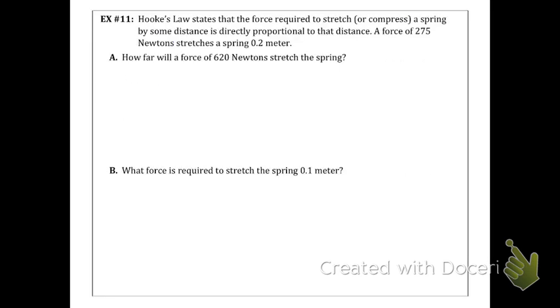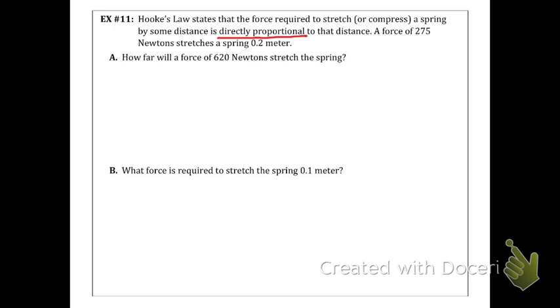All right, 11. It says Hooke's law states that the force required to stretch or compress a spring by some distance is directly proportional to the distance. A force of 275 newtons stretches a spring 0.2 of a meter. Again, the first sentence is going to tell us how to set it up. So there's the words directly proportional. You're looking for directly, inversely, jointly, which we haven't talked about but exists. Jointly is just multiplying more than one variable with k.